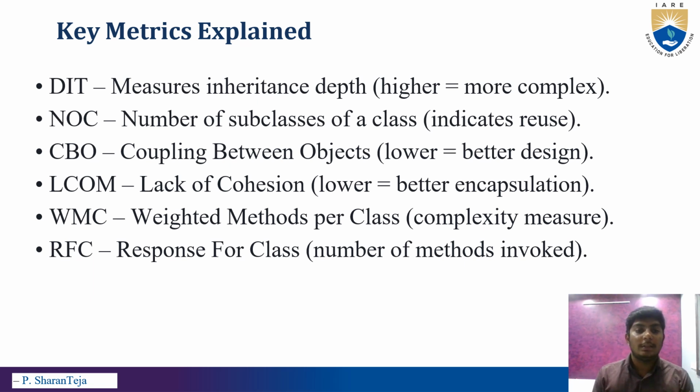Coupling between objects, CBO. This measures how many classes are connected to or dependent on a given class. The lower the CBO, the better, because less coupling means fewer ripple effects when changes occur.